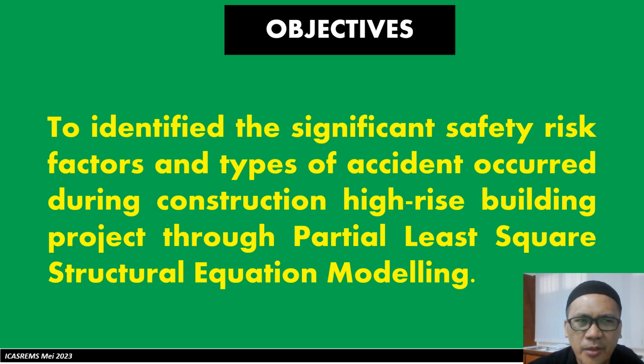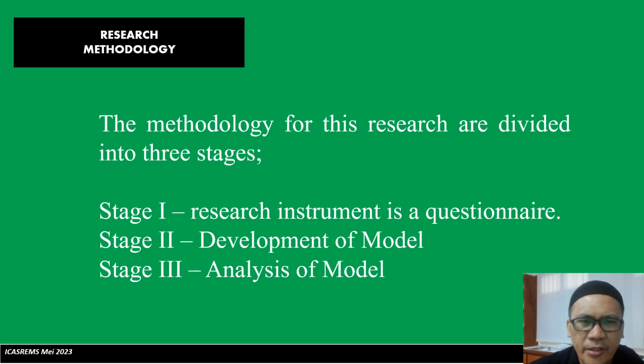From the problem statement we found, we come out with the objective of this research: to identify the significant safety risk factors and types of accident occurring during high-rise building construction projects through partial least square structural equation modeling. Basically, the methodology for this research is divided into 3 stages. Stage 1 is the research instrument in questionnaire. Stage 2 is the development of the model. And then stage 3 is analysis of the model.